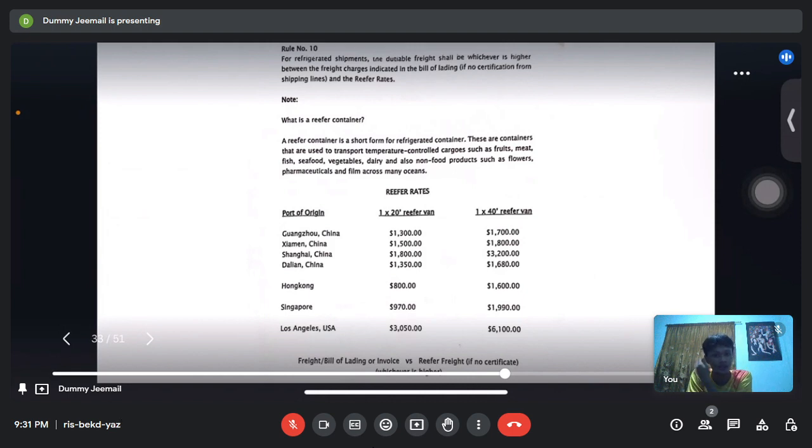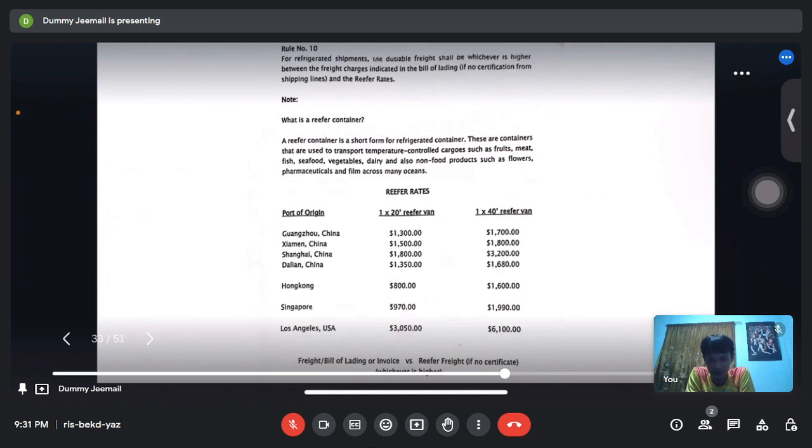Reefer containers are refrigerated containers, mostly used for perishable goods like fruits, meat, fish, seafood, so that they don't spoil after being transported, because delivery doesn't take a short amount of time. It takes time because it is delivered by ocean.